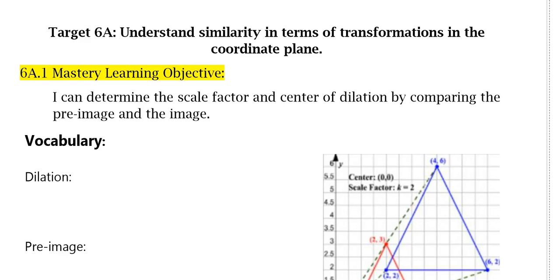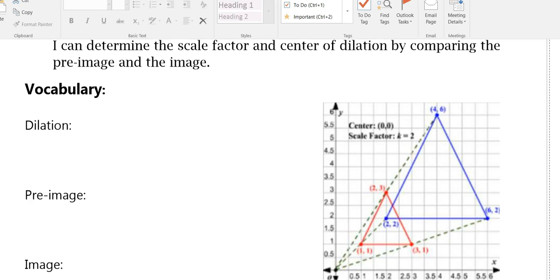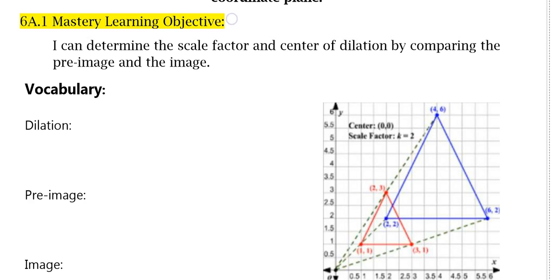All right, we are now looking at KC6. So we are looking at target 6A. In target 6A, we're going to understand similarity in terms of transformations in the coordinate plane. So looking at 6A.1, I determine the scale factor and center of dilation by comparing the pre-image and the image. So our important parts here are scale factor and center of dilation. Those are some of our important things in this master learning objective.